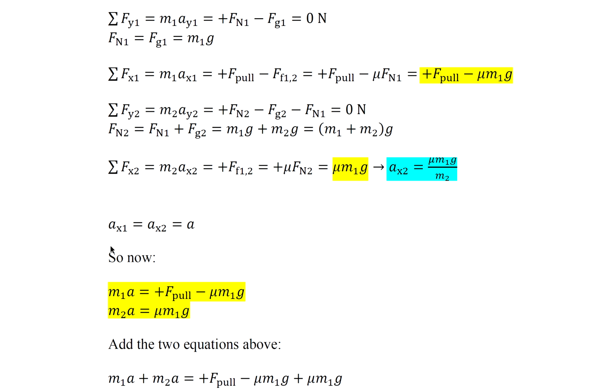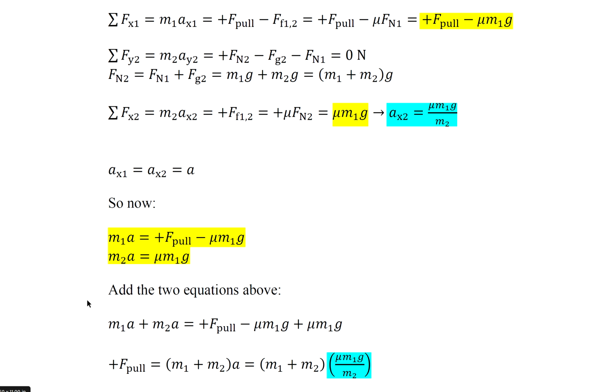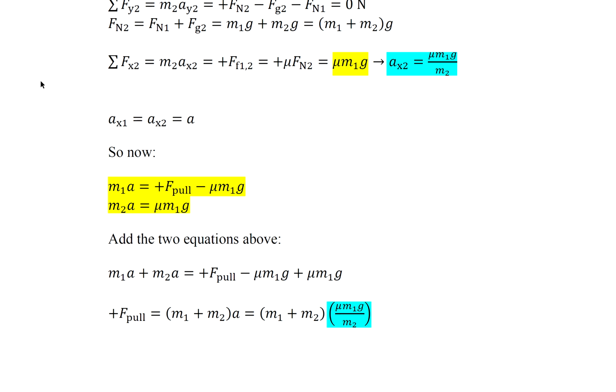So now we have an equation from m1a and m2a. We could add the two equations above because we let a sub x1 equal a sub x2 equal a. And we're going to get the same solution as we did from problem 2.